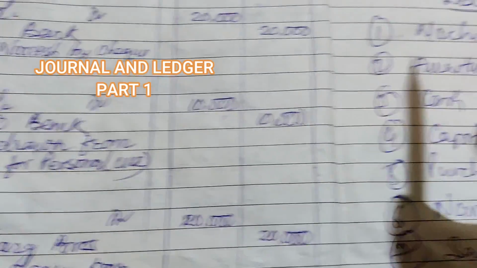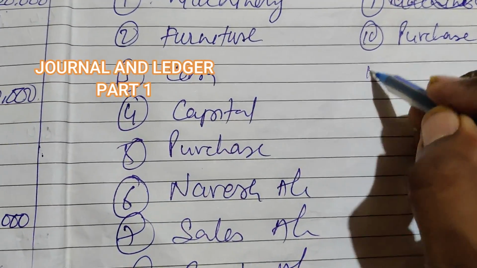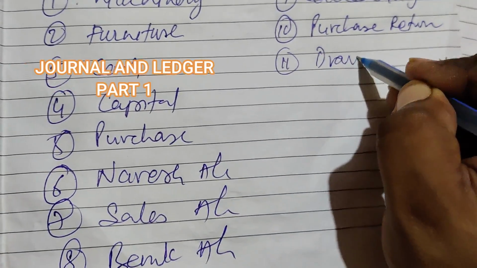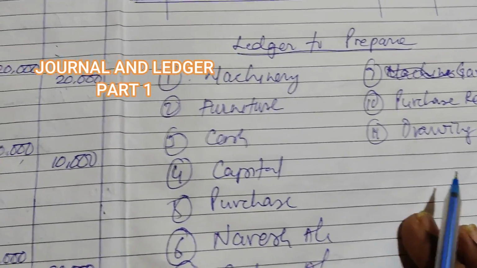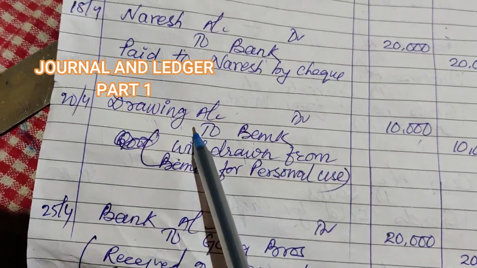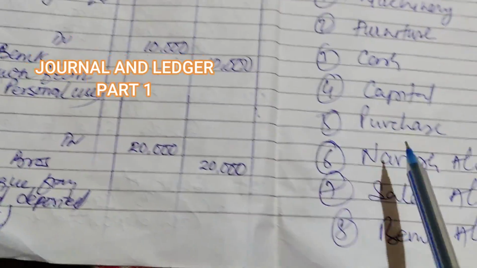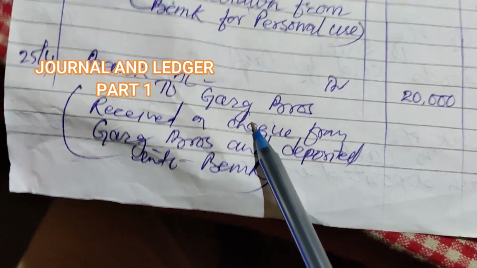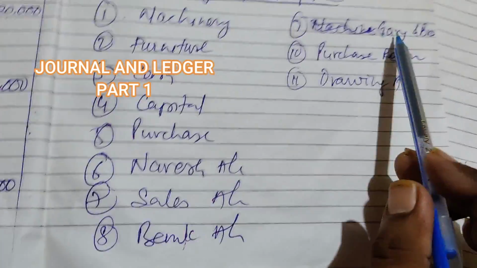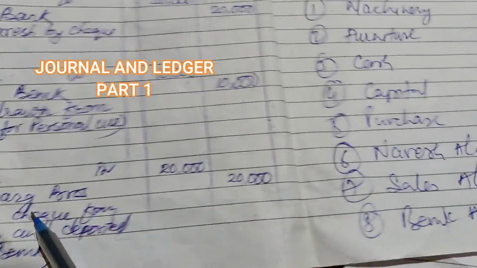Drawings account is a new account here. Drawings account we have not done here. Number eleven is drawings account. We have to make it. So first of all, make a note of how many ledgers we have to make. Bank account is already done here. Gag and Bros already done here.